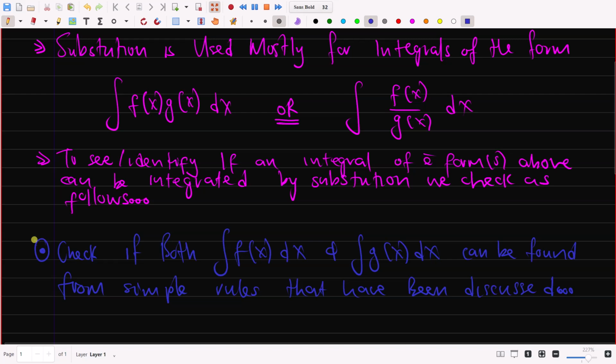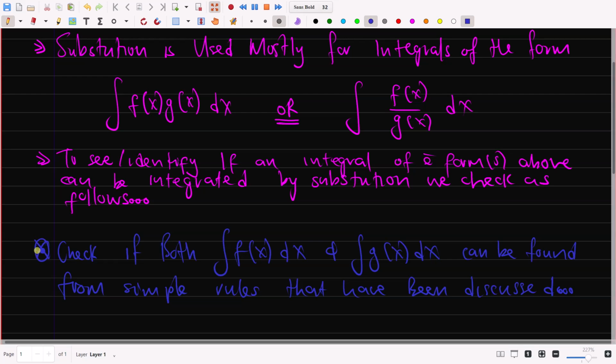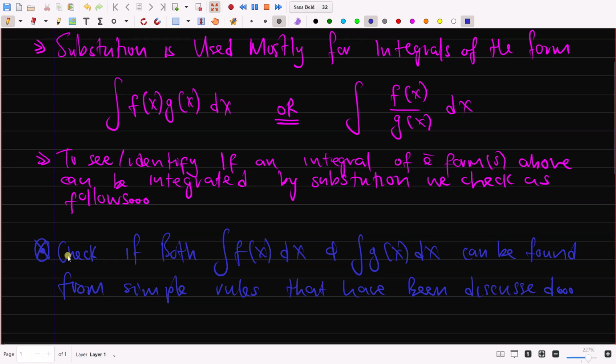One of the first things that you must do every time you want to realize if a given product or quotient will require the substitution technique is to check the two functions involved individually. That is, when you treat them separately, can you integrate them by applying the recipes we discussed in our previous session? If there is no recipe designed to operate on such functions, we refer to such an integral as not immediately integrable.